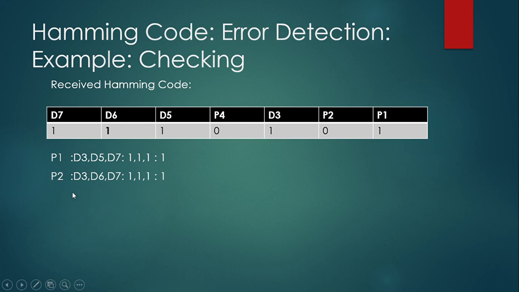You find an anomaly over here. And then what do you see? P4: we have D5, D6, D7, 1, 1, 1. The even parity happens to be 1, but unfortunately P4 happens to be 0 also, and you find an anomaly over here. Hence, now you can conclude that there is a change in bit in this 7-bit Hamming code. Okay, and that is D6. At first glance you find it over here. D6 is the erroneous bit by comparing the previously sent code and the received code.